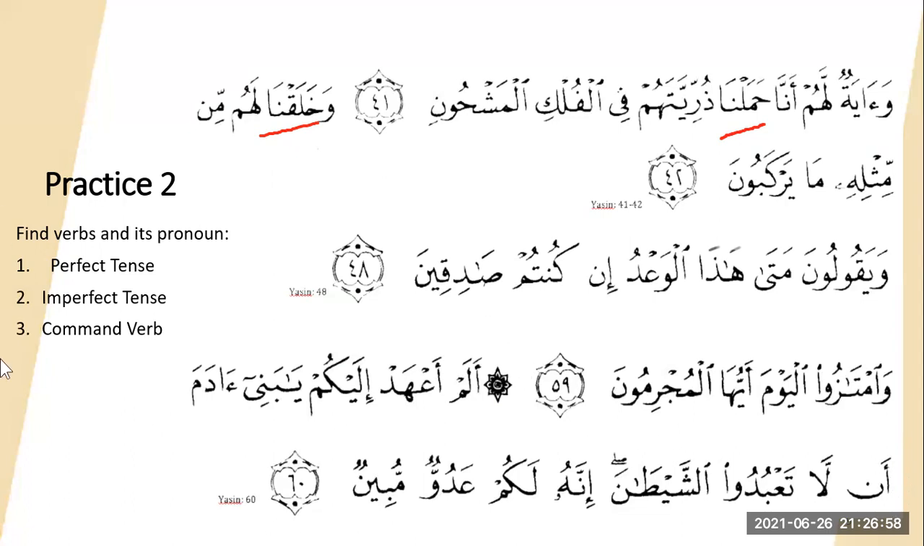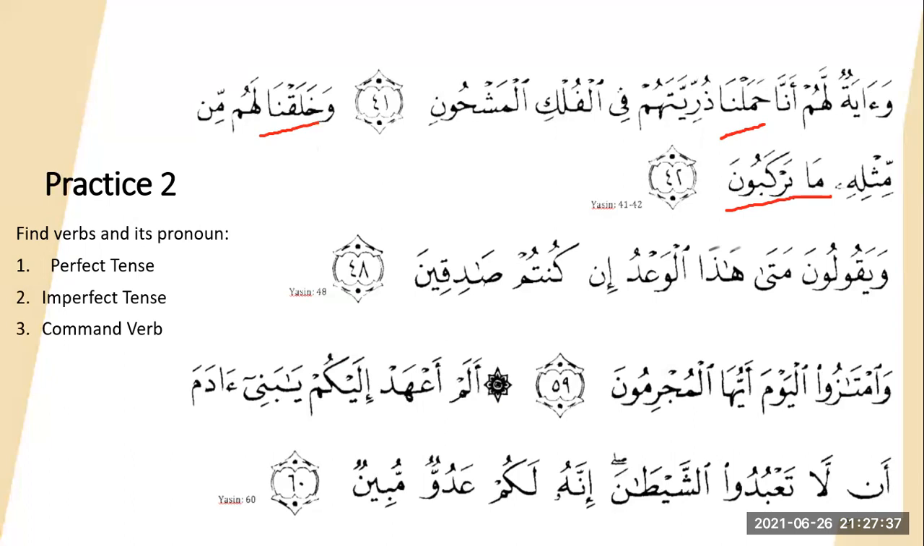Yarkabun. Why do you say it's a verb? Fi'il mudhari' because of the ya in front. Ya means first person, second person, or third person. This one, ya is third person. We have wow at the back here, which means plural. So the doer of the verb yarkabun will be they. Like khalaqna and hamalna, the doer of the verb will be nahnu, we.